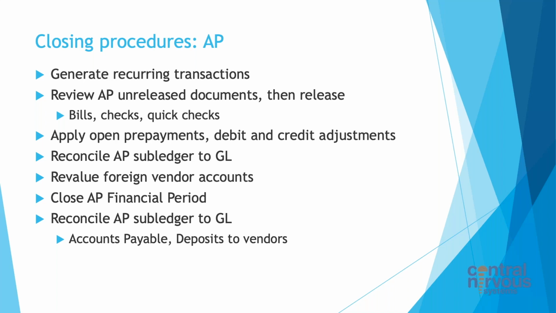Once we've done those, then we want to reconcile the AP subledger to the GL, making sure that our subledger matches with our GL numbers. If we've got foreign vendor accounts and we go through the revaluation process, we want to run that revaluation. Then we want to close our AP financial period, and then double check our reconciliation to ensure nothing's changed between the time that we've done it and the time we've pressed close.